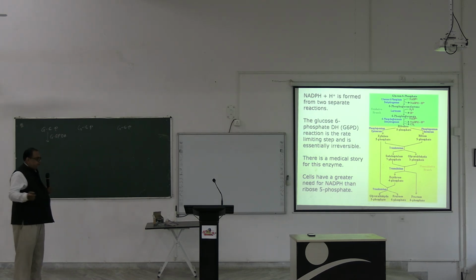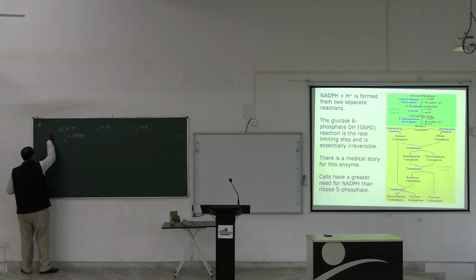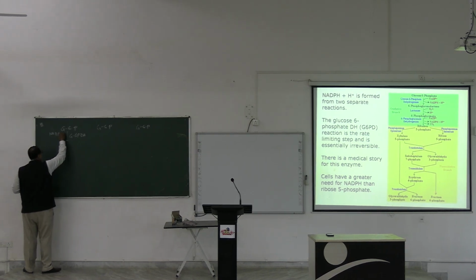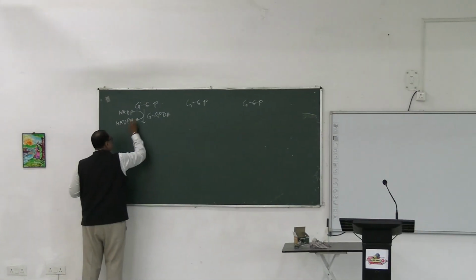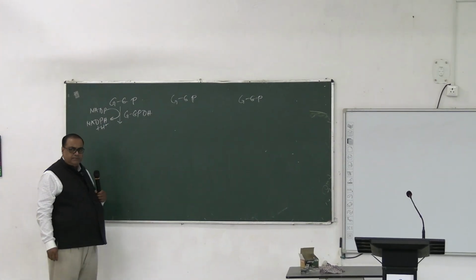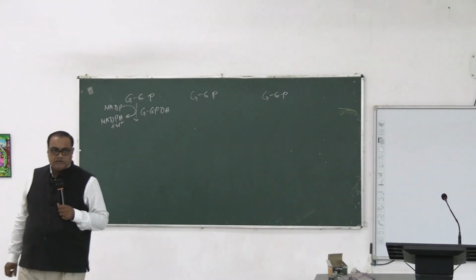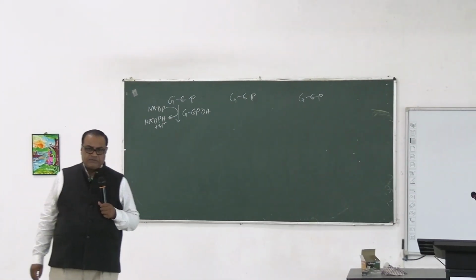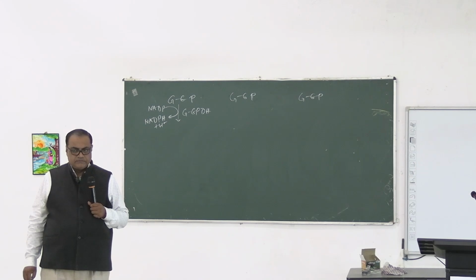I cannot be superlative in every case. Now, find it. So the first step is glucose 6-PDH, and this step produces one NADPH plus H plus. If I write NADPH2, or if I write NADPH plus H plus, which one is correct? If both are correct, then where are the uses? Any idea?